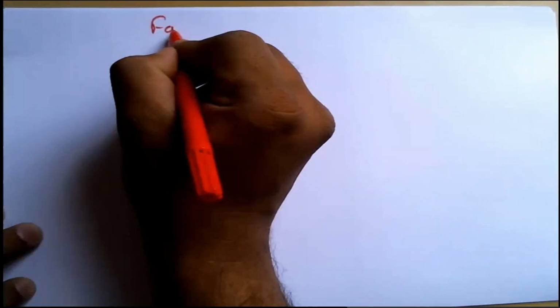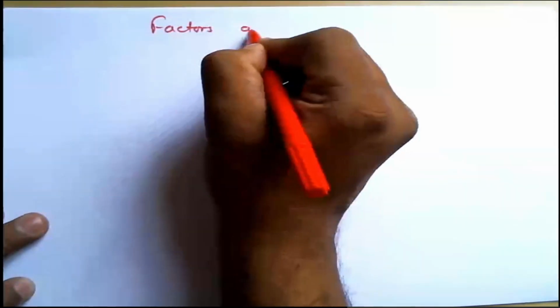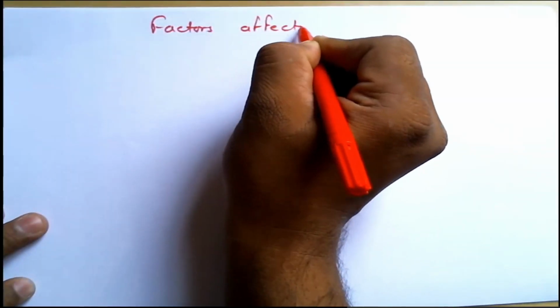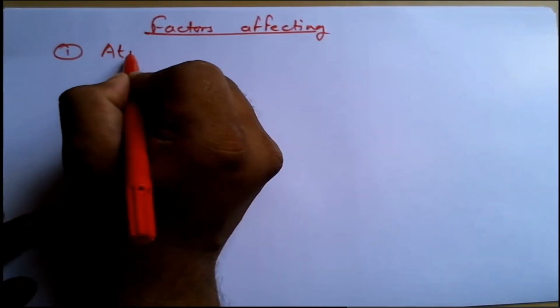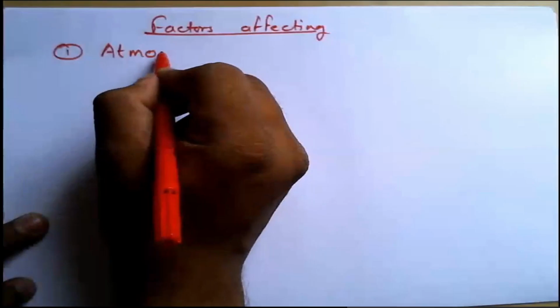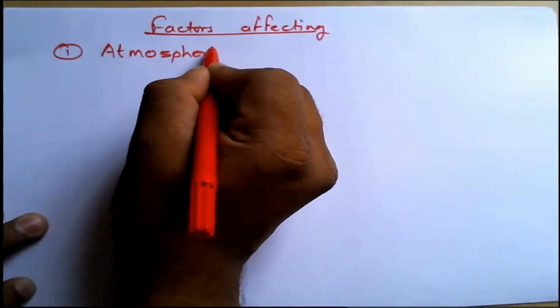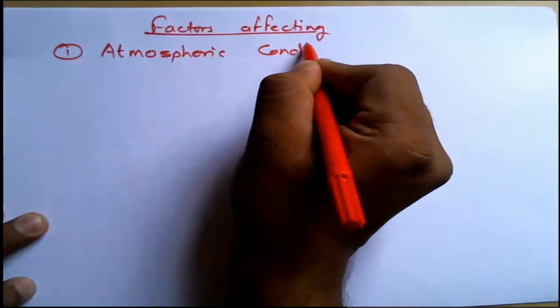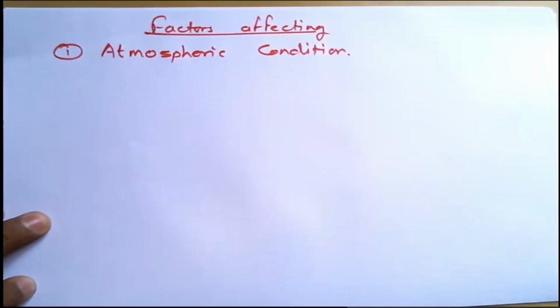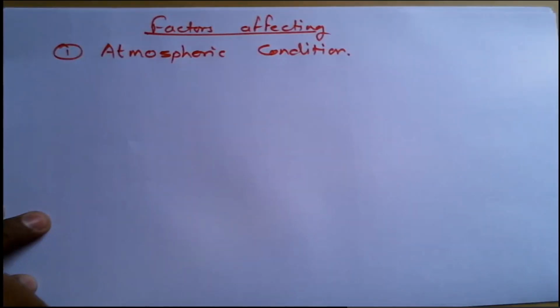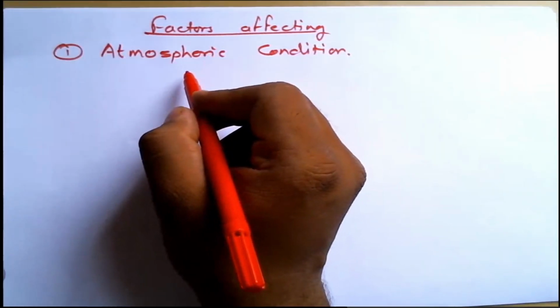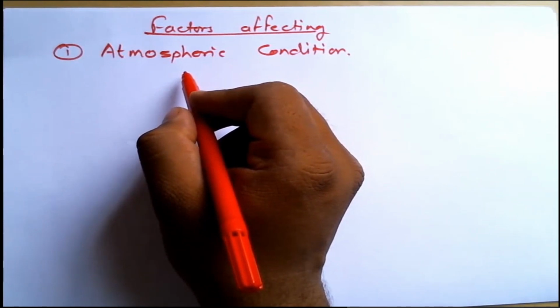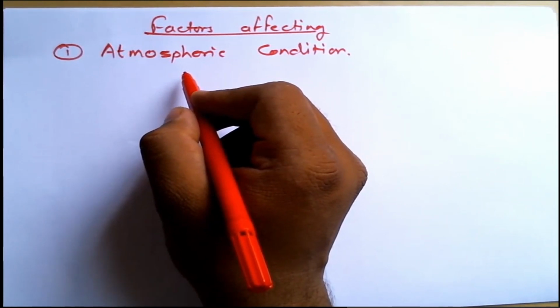The first factor is atmospheric condition. See, as I told you, visual corona voltage is nothing but the minimum voltage which is required for the corona glow.